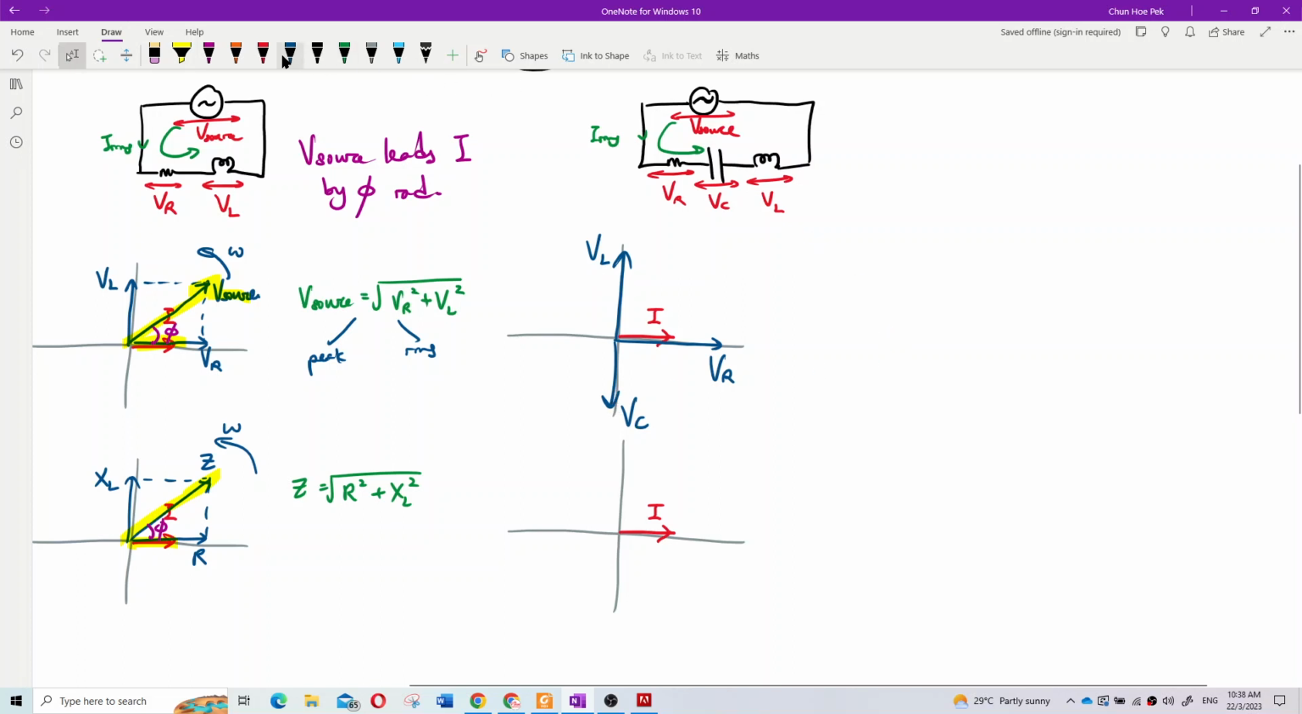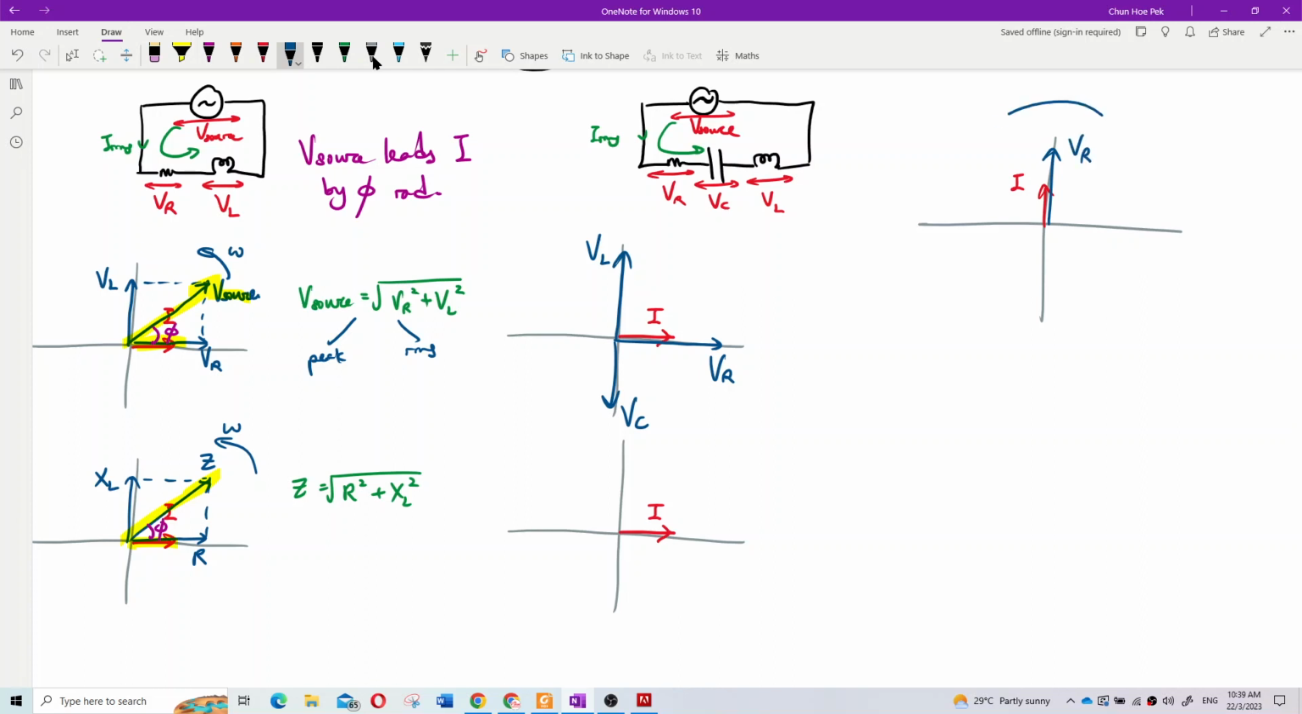Unless you have another situation, like let's say current is at the top, then slightly change the phasor diagram. So VR is over here. It's still rotation anti-clockwise. Always anti-clockwise, class. If anti-clockwise, that means who is leading? VL is leading, so VL should be over here, and VC is over here. Understand, class? Do you know how to change accordingly?